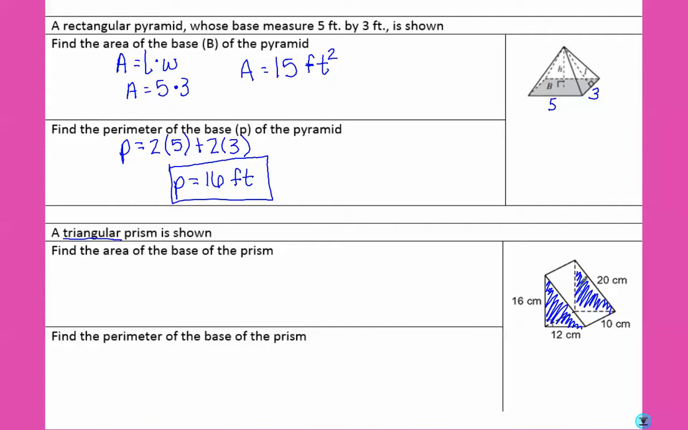So we want the area of this triangle. Area of a triangle equals 1/2 the length of the base times the height. So here's our base, 12, and our height is 16. So the area equals 1/2 times 12 times 16. And if we type that in our calculator, we get 96. We were measuring in centimeters, and since area is 2 dimensions, it's centimeters squared.